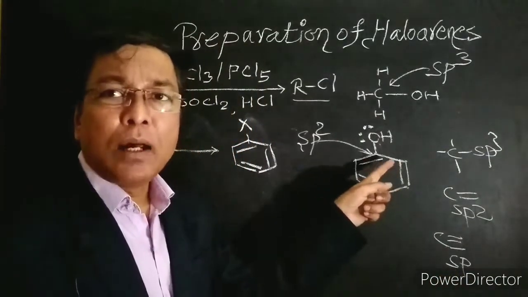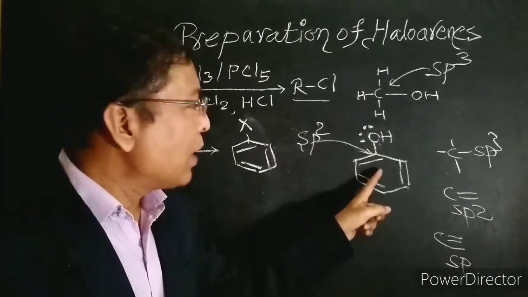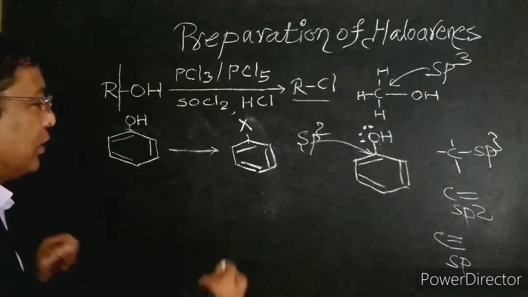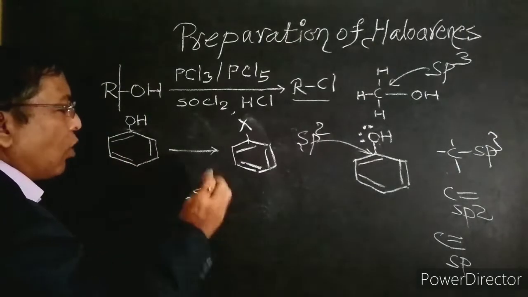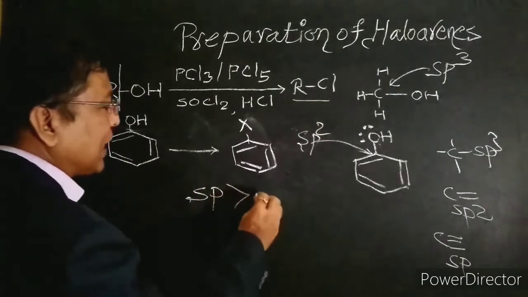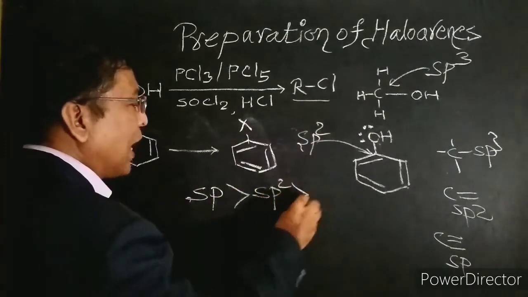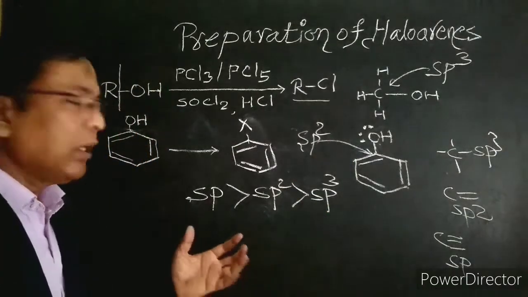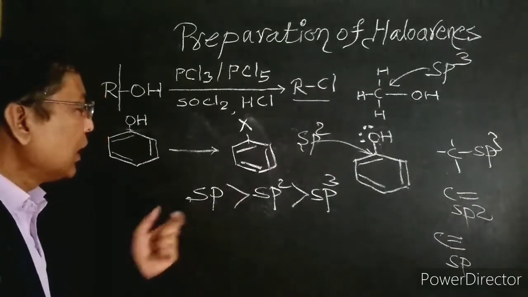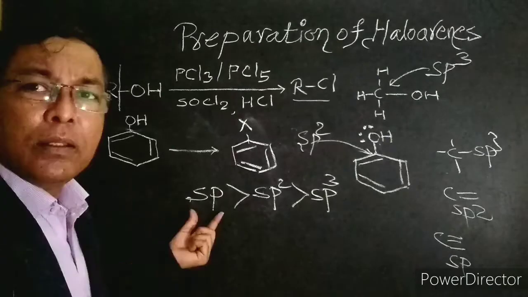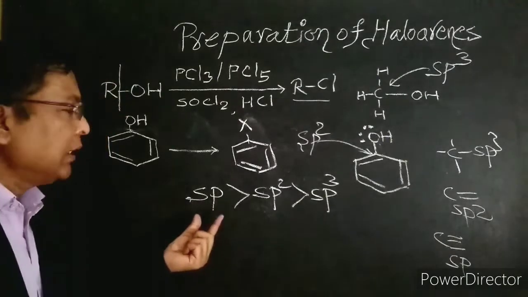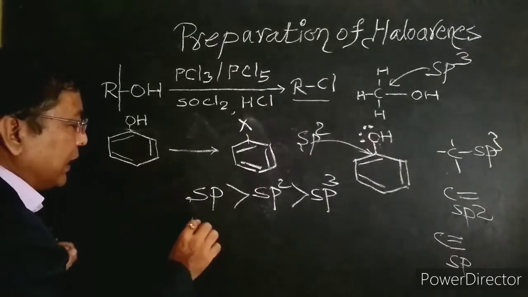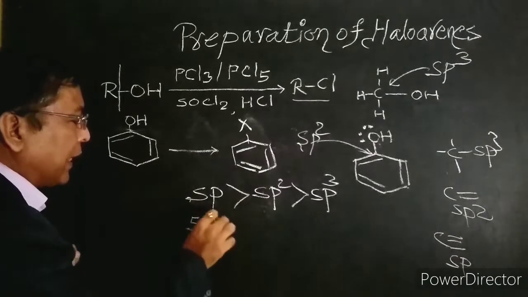In phenol, the OH group is attached to an sp2 hybridized carbon atom, and sp2 hybridized carbon atoms are more electronegative, because the electronegativity order is sp > sp2 > sp3, since the electronegativity of a hybrid carbon depends upon the percentage of s character. In sp hybridization, we divide 100 by 2, so we get 50% s character.